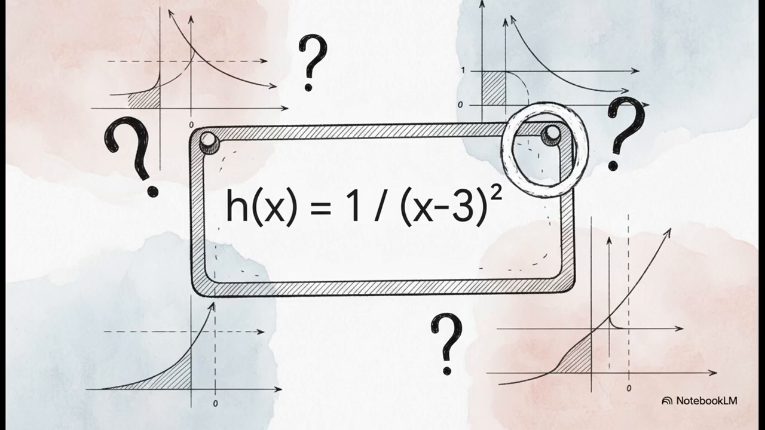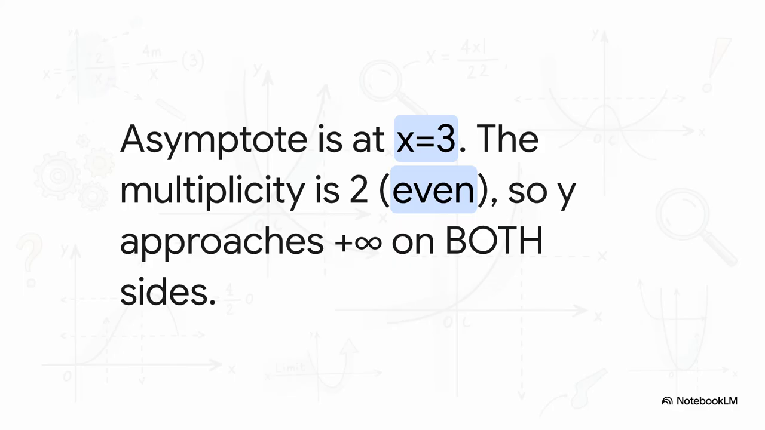Okay, let's put this new rule to the test. Check out this function. H of x is 1 over x minus 3 squared. So what's going to happen around its asymptote? Well, first things first, let's find the asymptote. We set x minus 3 equal to 0, which gives us x equals 3. Easy enough. Now, what about that exponent? It's a 2, and 2 is an even number. So ding, ding, ding, that's our clue. It means both sides of the graph have to go in the same direction. And think about it. Anything squared is always positive, right? So the denominator, x minus 3 squared, is always going to be a positive number. That means y is always approaching positive infinity on both sides of that line. It's like a chimney shooting straight up.